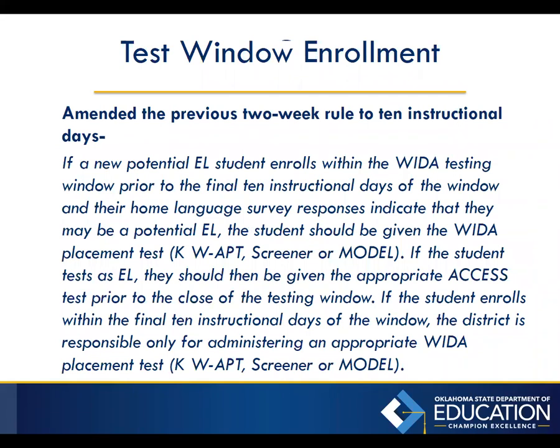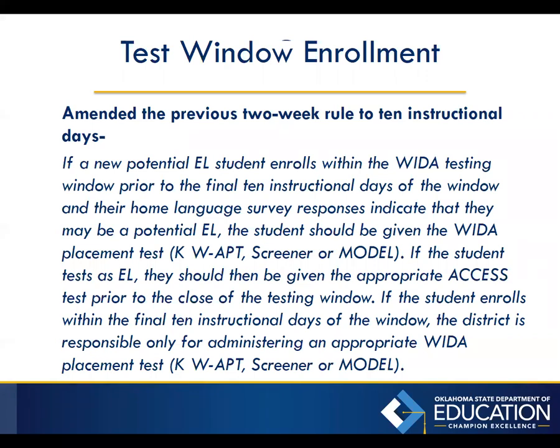All right, test window enrollment. So in the previous FAQ, we had a standing 2-week rule for designating whether students were to be just screened or screened and ACCESS tested if they enrolled within the actual WETA window, the spring testing window. The problem was that the 2-week window often overlapped spring break, because spring break oftentimes falls in that window. So we went ahead and moved the 2-week rule to 10 instructional days.